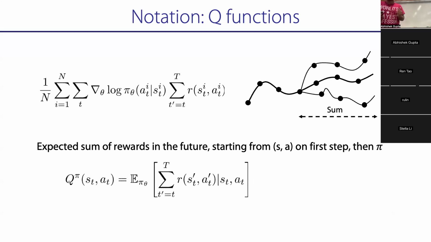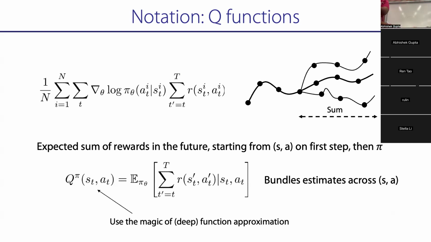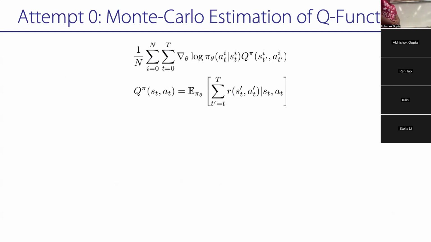Questions? Okay. Good. So essentially a Q function bundles estimates of long-term value across different S's and A's. And we're going to use the magic of deep function approximation to help us share information across things that are similar but not quite the same. Okay, so how are we going to get Q functions?